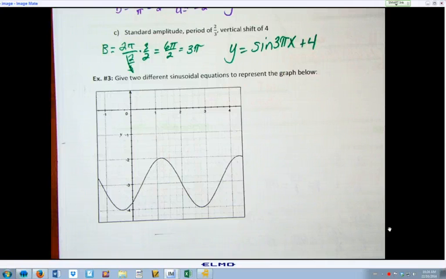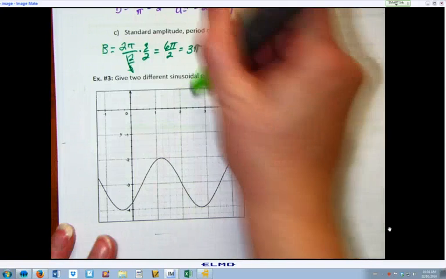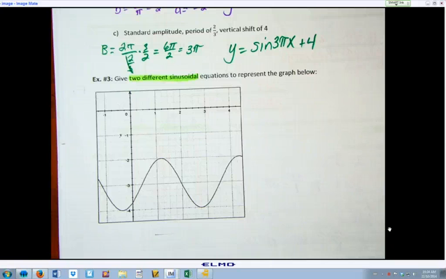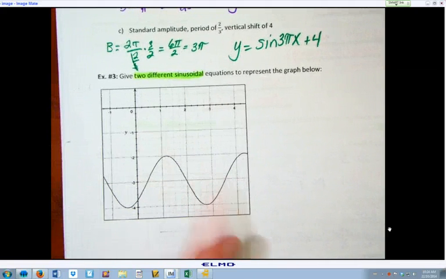Okay, so let's go to example number 3. First, all the instructions ask for 2 different sinusoidal equations. How many different ones could we write? Could we write more than 4? Sure, because these go on forever and ever and ever because it's periodic. So there are a million bajillion infinite number of equations we could write.